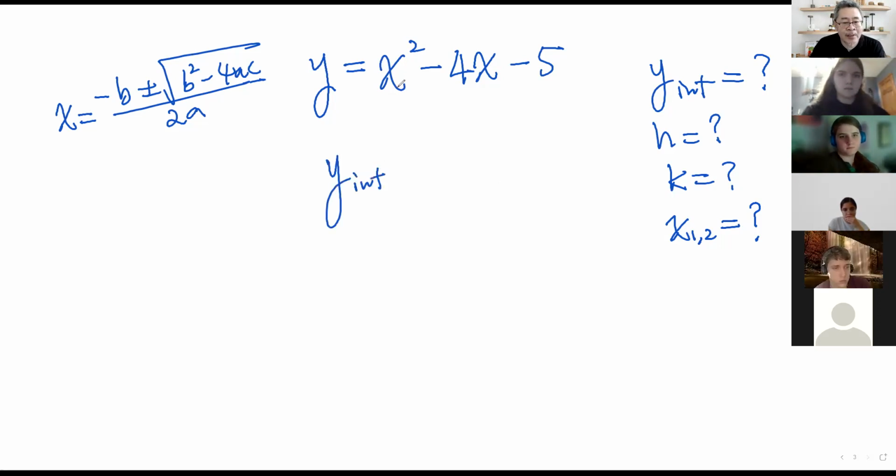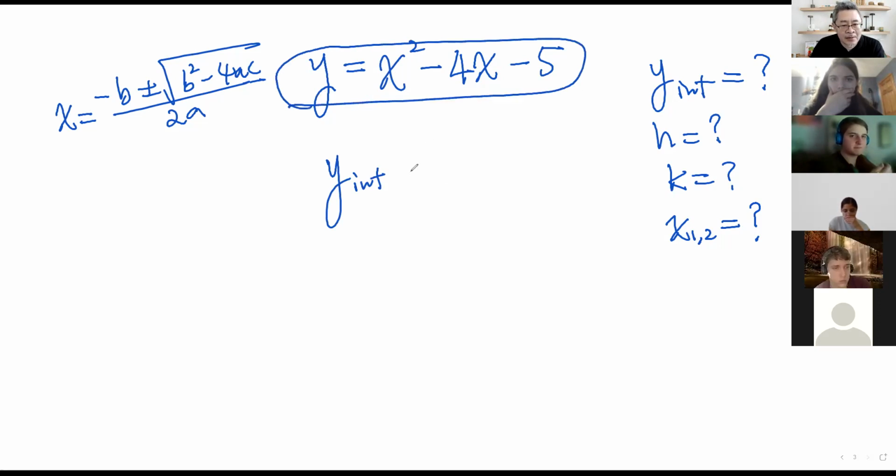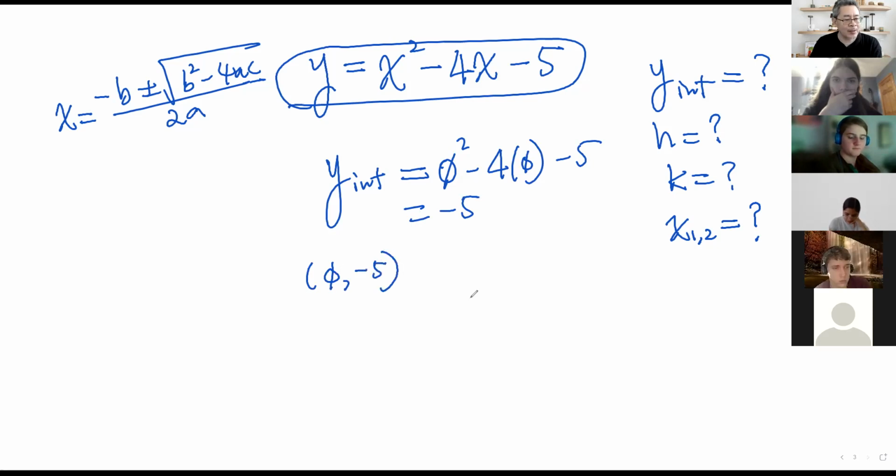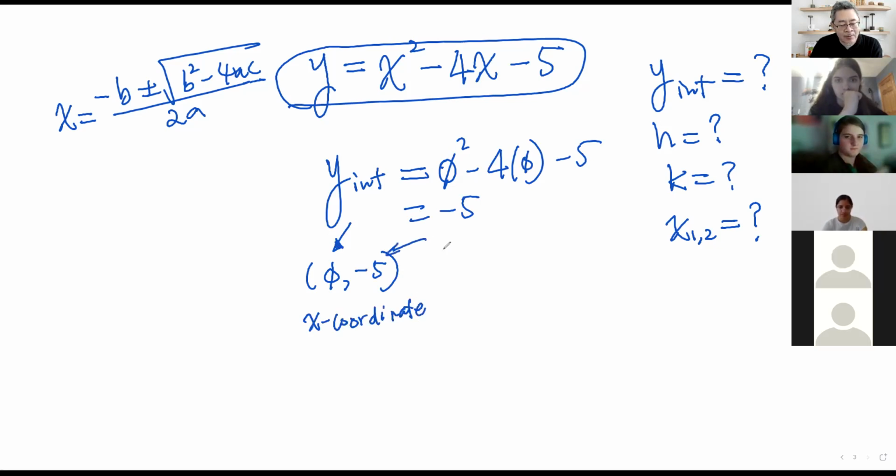So the y-intercept is when x equals 0. If you want to find that, you just plug in x equals 0 to this function. So that will be equal to 0 squared minus 4 times 0 minus 5. So that's -5. In terms of points, it is (0, -5) on the xy coordinate system. Good? Yeah, the first one is always the x coordinate. The second one is the y coordinate.